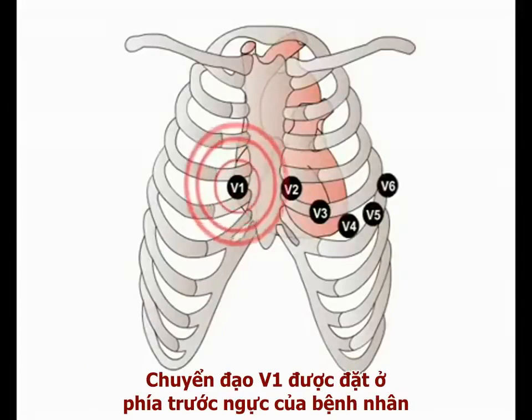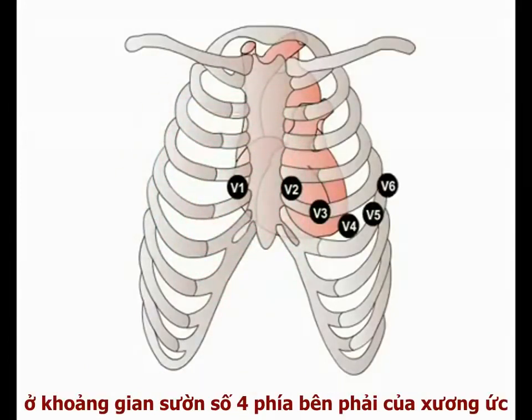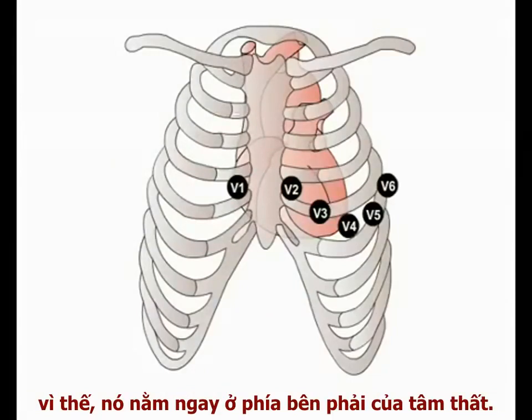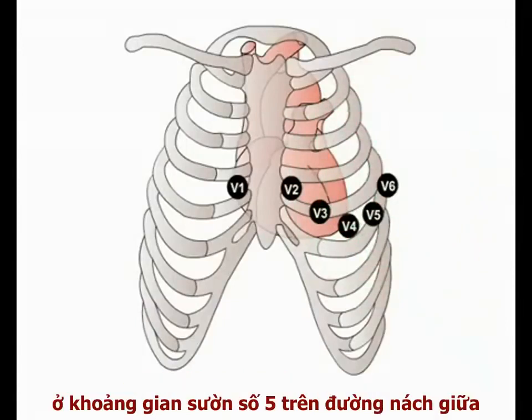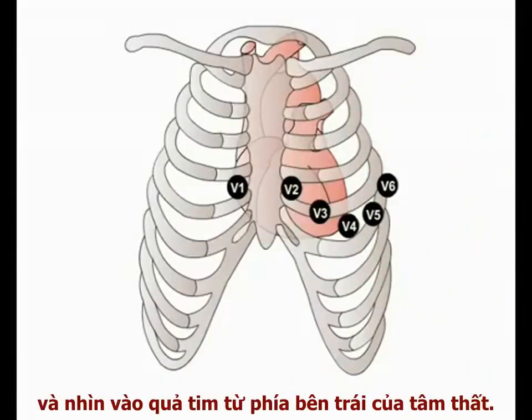Lead V1 is placed on the anterior surface of the patient's chest in the 4th right intercostal space to the right of the sternum, and therefore to the right of the bulk of the ventricles. In contrast, lead V6 is placed on the patient's chest in the 5th intercostal space, mid-axillary line, and looks at the heart from the left of the ventricles.